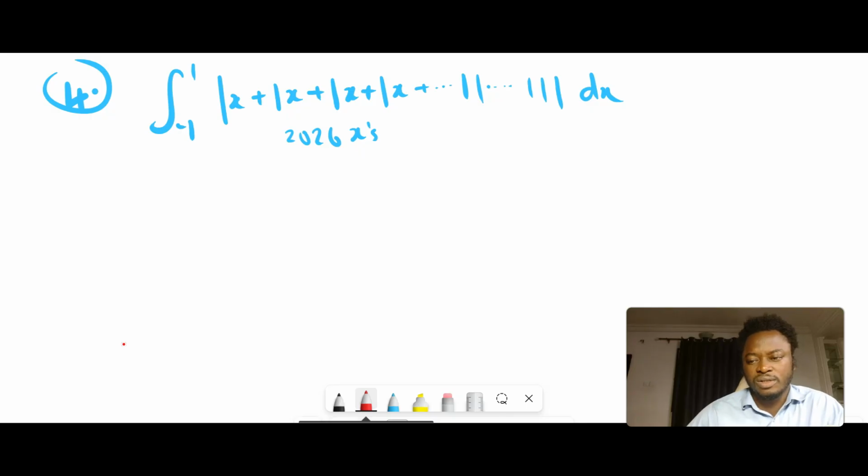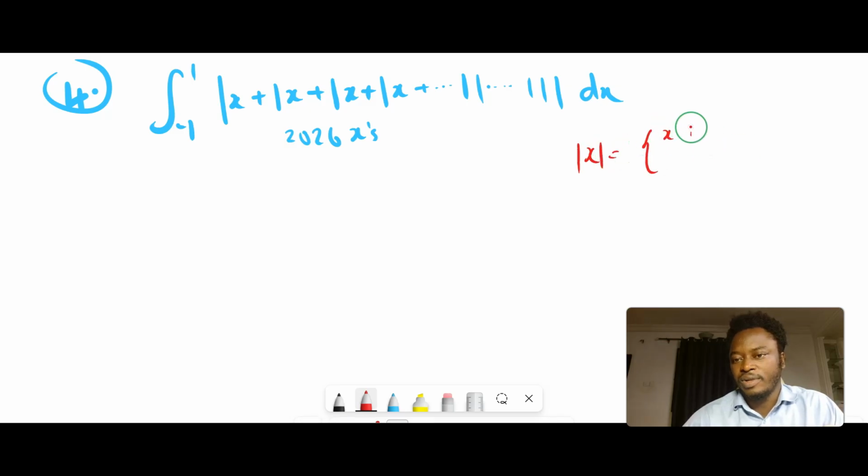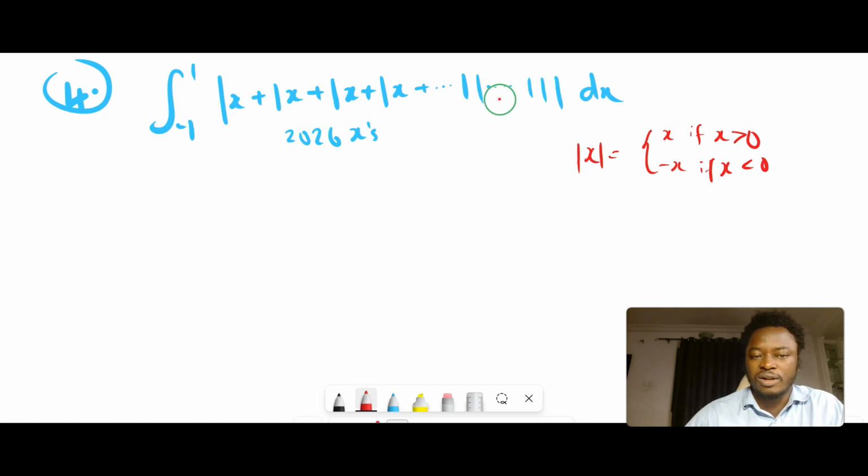Today in this video, we're going to look at the fourth problem from the 2026 MIT Integration B exam. And this one over here, we have absolute values, and we know how we define absolute values. They equal x if x is bigger than 0, and they equal negative x if x is less than 0. But this thing is very clumsy.